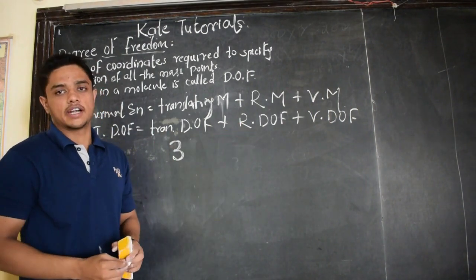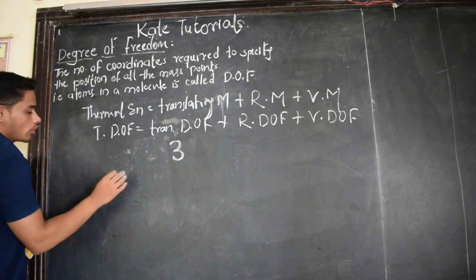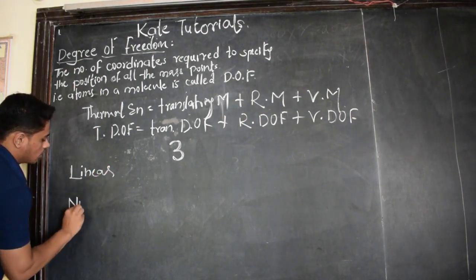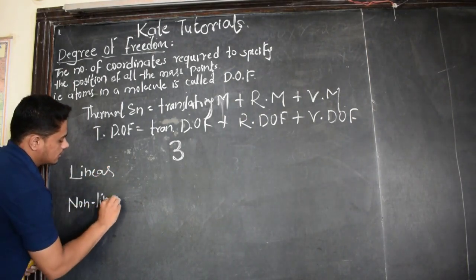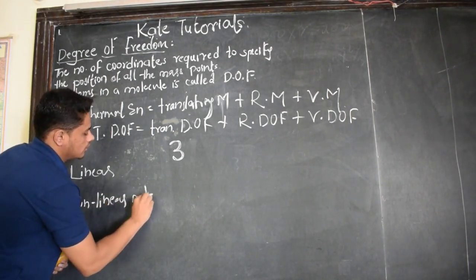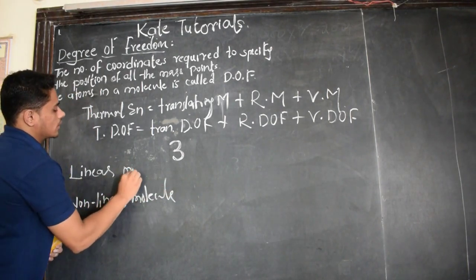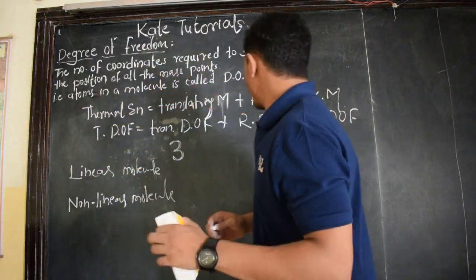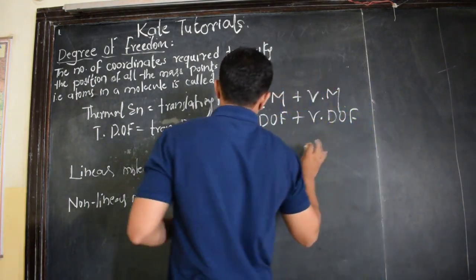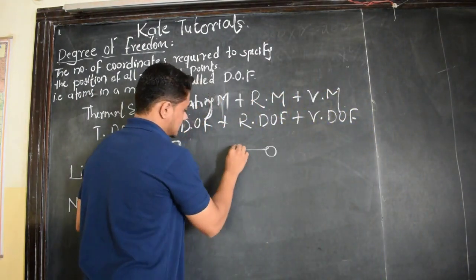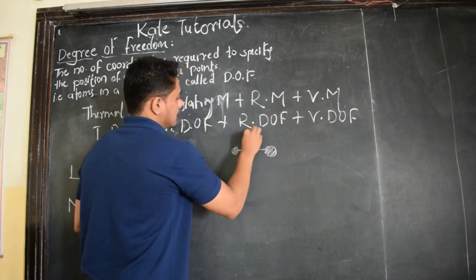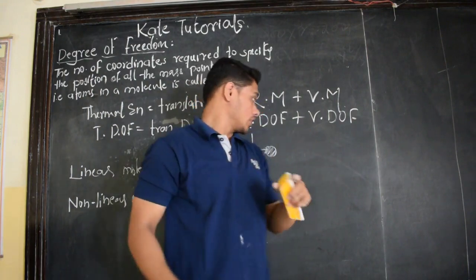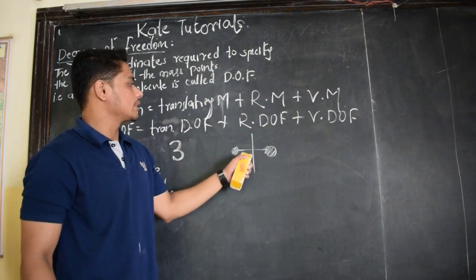Whereas for rotational degrees of freedom, I am going to consider linear molecule, and next one is non-linear molecule. We have two types of molecule. One is linear molecule and the other one is non-linear molecule. If I have a linear molecule, it will be like this. If this is the linear molecule, when I supply thermal energy, the molecule starts rotating. That is nothing but rotation.